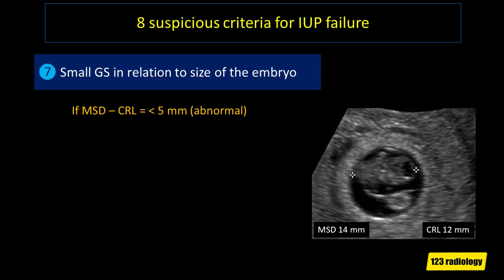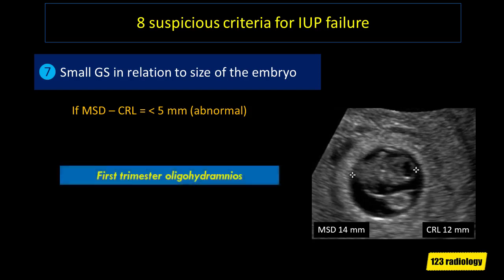The seventh suspicious criteria is small gestational sac in relation to size of the embryo. If the mean sac diameter minus crown rump length is less than 5 millimeters, this is abnormal. And sometimes this is called first trimester oligohydramnios. As you can see on this image, the mean sac diameter is 14 millimeters and crown rump length is 12 millimeters. The difference between the two measurements is 2 millimeters. This is abnormal and suspicious for pregnancy failure. And follow-up ultrasound study is recommended.